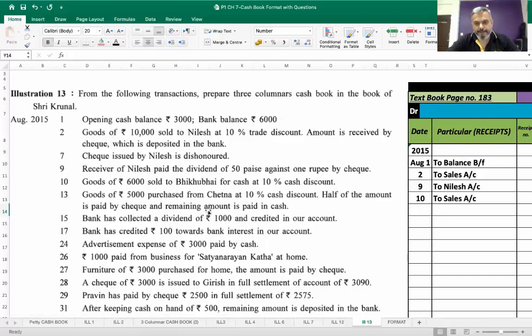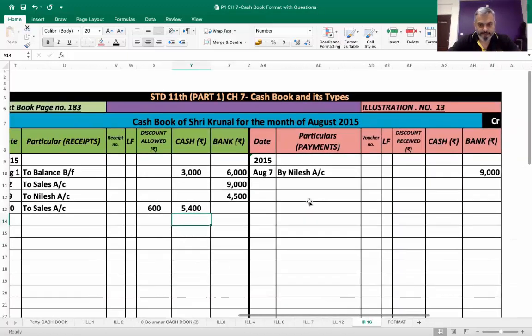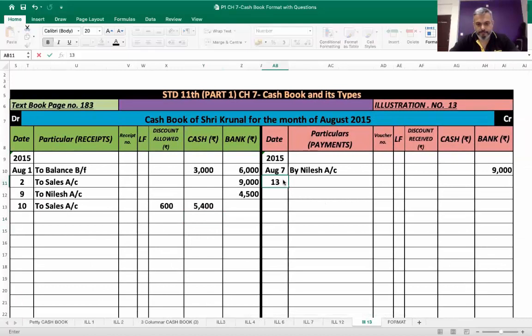Goods of 5,000 purchased from Chetna at 10% cash discount. Half of the amount is paid by cheque and the remaining amount is paid in cash. So 10% cash discount on 5,000 is 500. So 4,500, half is 2,250 by cheque and 2,250 by cash. So by purchases 13. Discount 500, cash 2,250 and cheque 2,250.